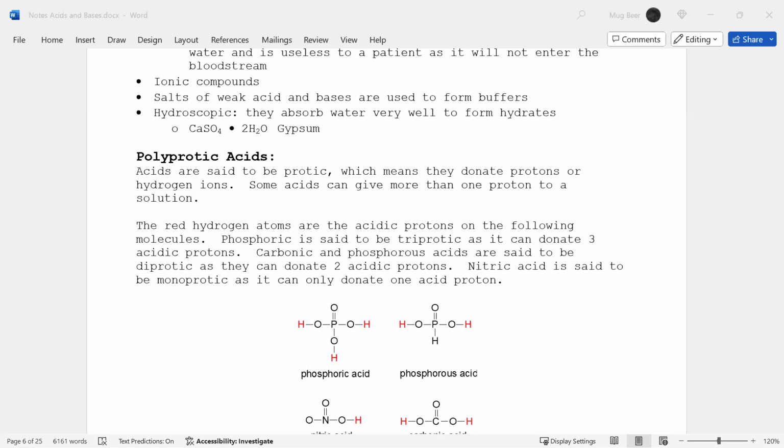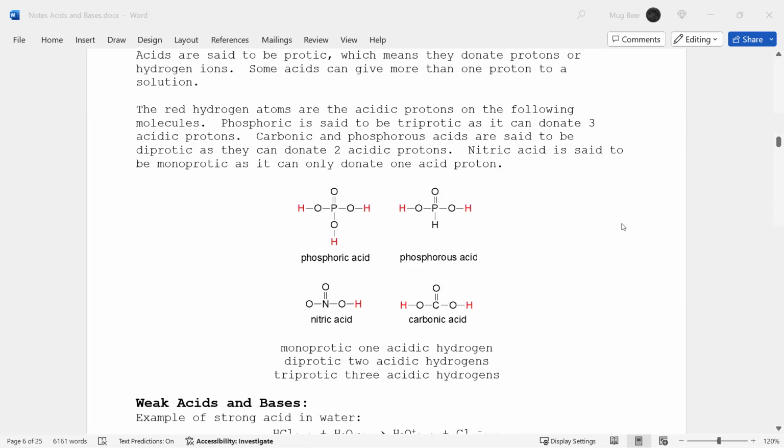Polyprotic. What's that prefix poly mean? Multiple. And so protic is going to be proton. So really what we're talking about is an acid that can release more than one H plus, or one hydronium ion is created. So we've got phosphoric acid, we've got phosphorus acid, and carbonic acid, and nitric acid is the outlier here. So we've got triprotic, diprotic, monoprotic.